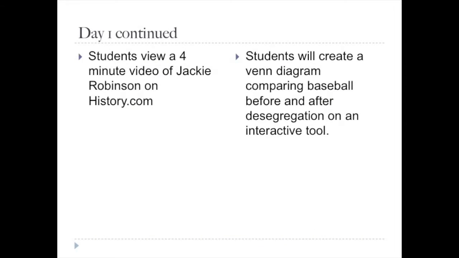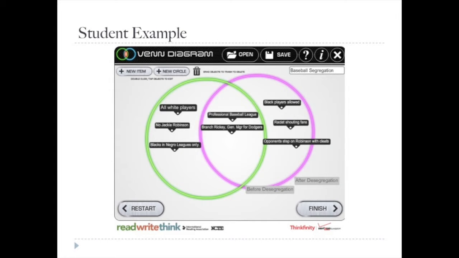After completing the photo analysis tool, students will view a 4-minute video of Jackie Robinson on History.com. After gathering some more background knowledge, the students will begin to create a Venn diagram comparing baseball before and after desegregation using an interactive tool on Read, Write, Think. Here is a sample of what that would look like.